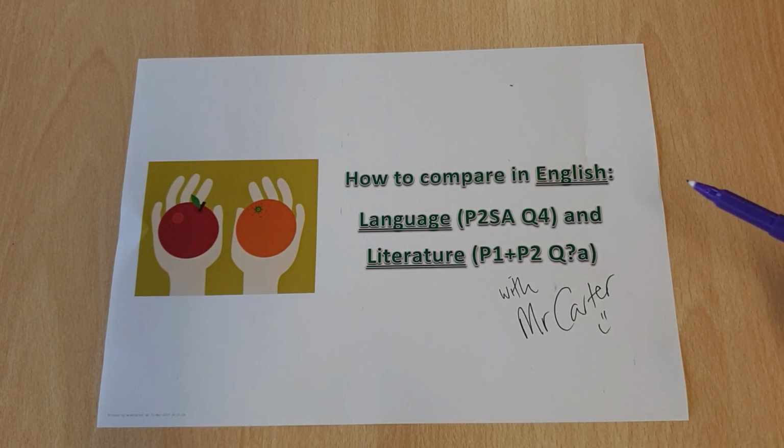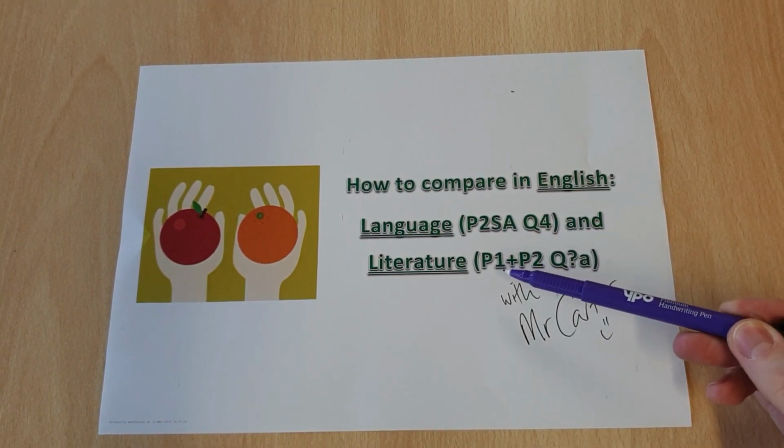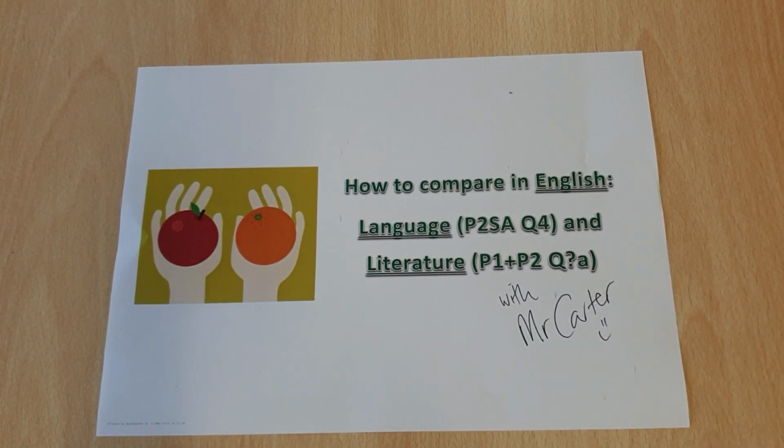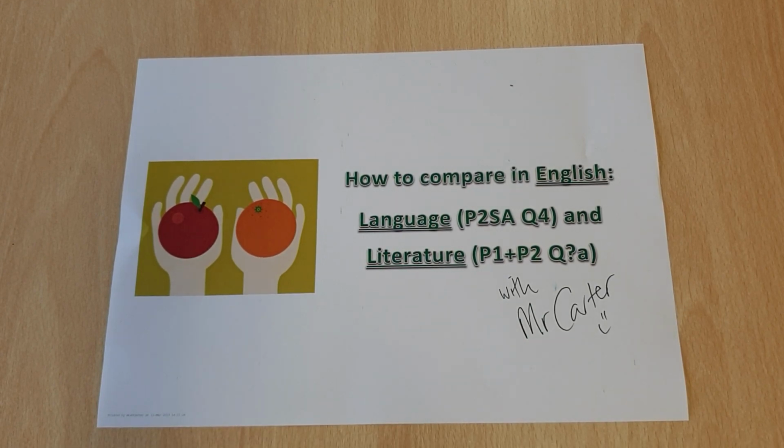So with the language, it's going to be your paper 2, question 4, section A, and for your literature it's both paper 1 and paper 2, and it's the A questions to do with your poetry and your modern prose. So let's get started.